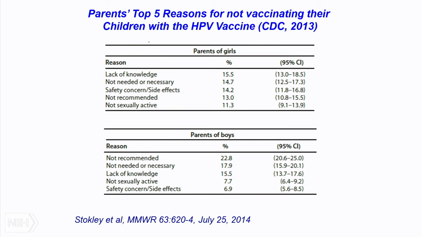why weren't they vaccinated? And you can go through this in detail, but basically, for parents of girls, safety was a very important issue. Not necessary. Parents thought that their children were not sexually active. Many parents are not correct in those assessments. Lack of knowledge about the vaccine, and it was not recommended. So for the parents of boys, not recommended was by far the biggest thing, or it was not needed or necessary, lack of knowledge. And safety concerns, much less among the parents of boys, here 7%, whereas the safety concerns here are 14% among the parents of girls.